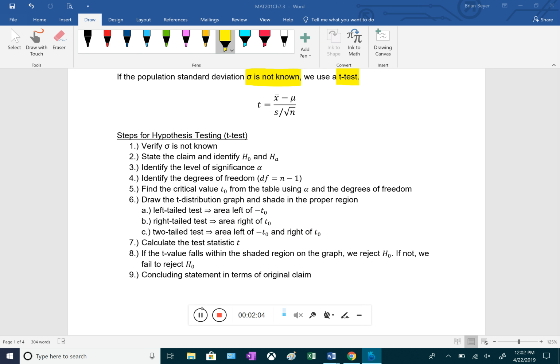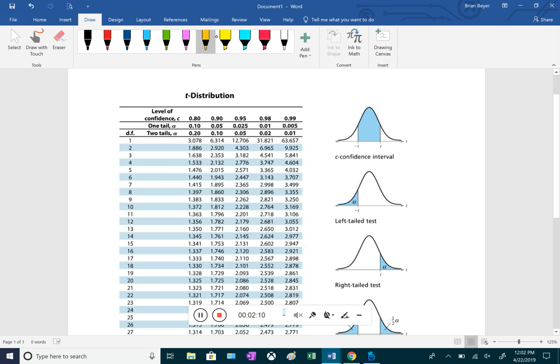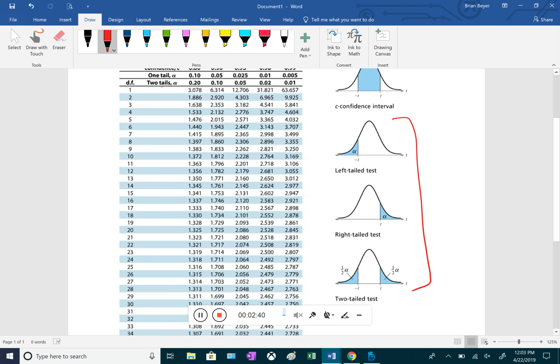Before I finish this off, let's take a look at the table real quick. Now we're going to be using these two bottom rows right here. One tail represents a left tail or right tail alpha, and two tail represents two-tail alpha. We have to make sure we're using the right row, and then we use degrees of freedom to find our t sub 0 value inside here. And these graphs over here are how we're going to be shading them in when we do these problems.